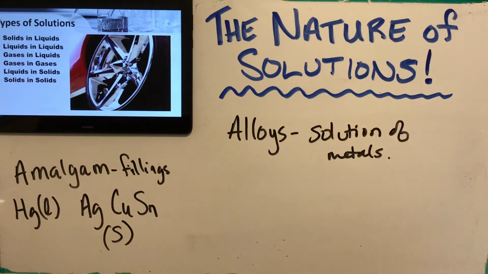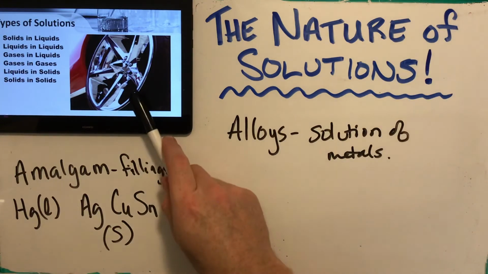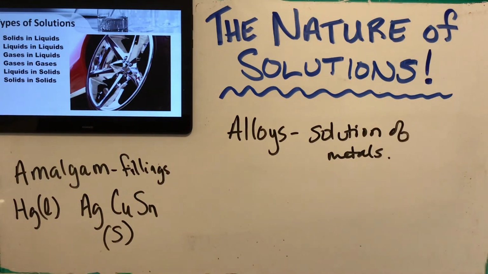So basically what they do is they take two or more metals, melt them down, and mix them together. It's easier to stir them together when they're liquid. They pour them into casts and then cool them down, and they harden and solidify into the various parts. In this case, it's a fancy rim on a high performance vehicle.